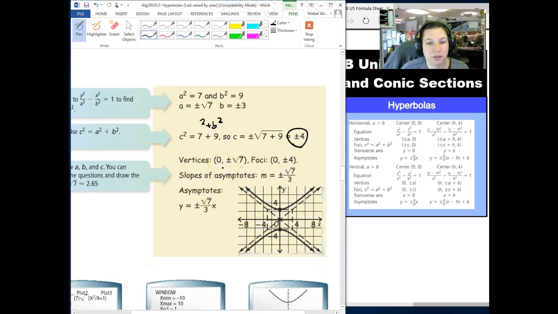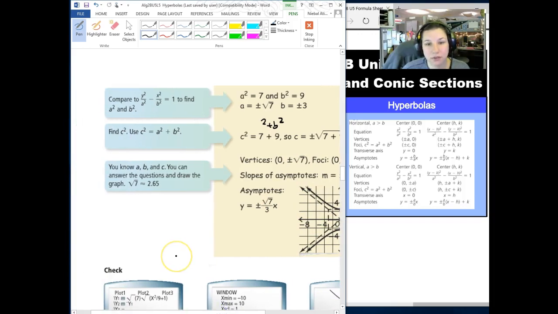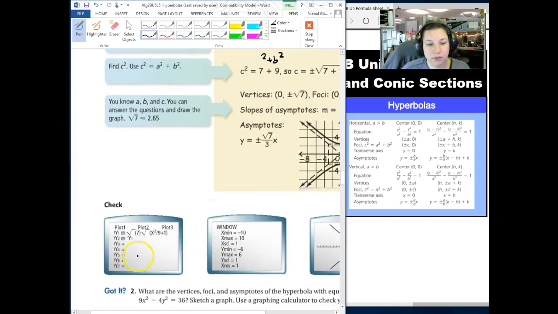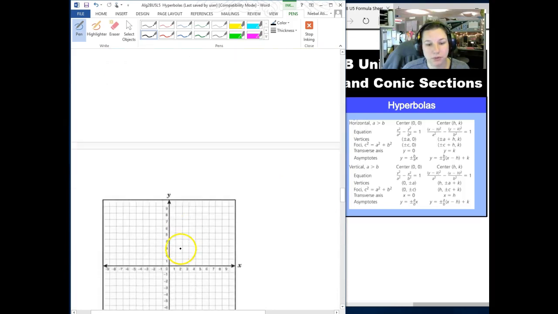So you have your vertices at 0 and plus or minus square root of 7. That's a little bit more than 2.5. And then your foci points are 4, 4, -4, -4. You can calculate the slopes. We don't need to do that on the assessments, and the asymptotes as well. You also can graph it as long as you solve for y. So you can graph those on the calculator too, see what it looks like.